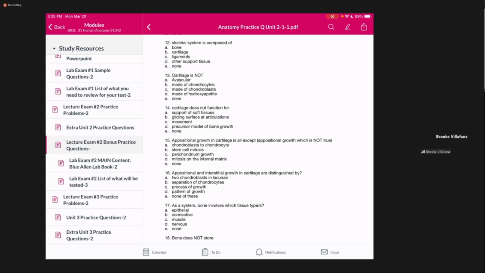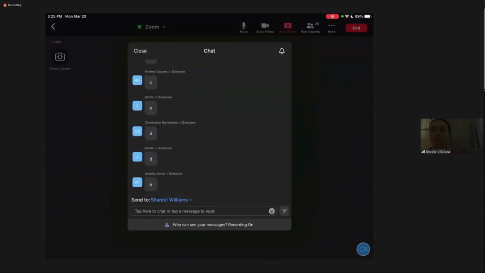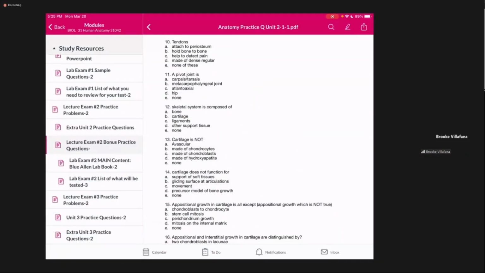All right, question 15. Appositional growth in cartilage is all of these except what? Right, so we see that the cartilage does function for the support of soft tissues. It does function as a gliding surface at articulations. It does function as a precursor model of bone growth. Oh, sorry, we were on 15.